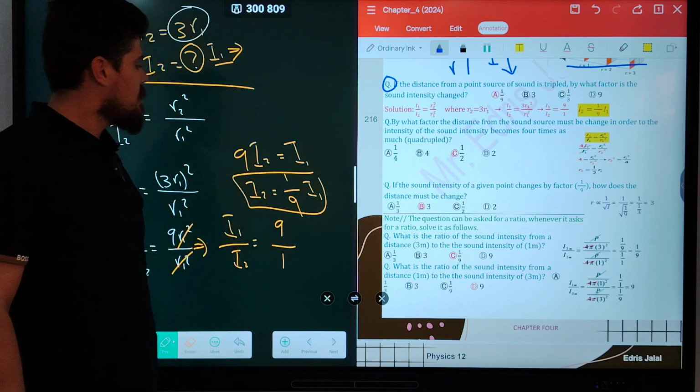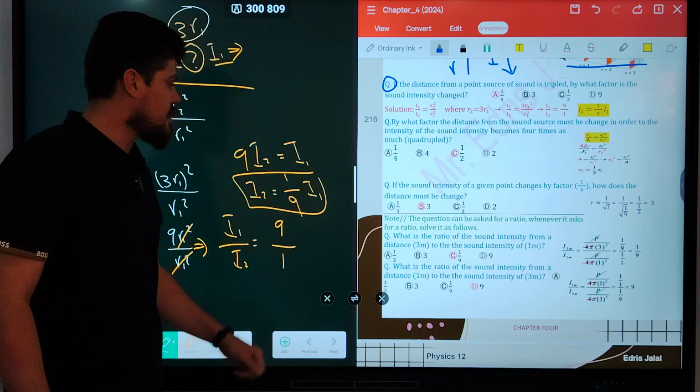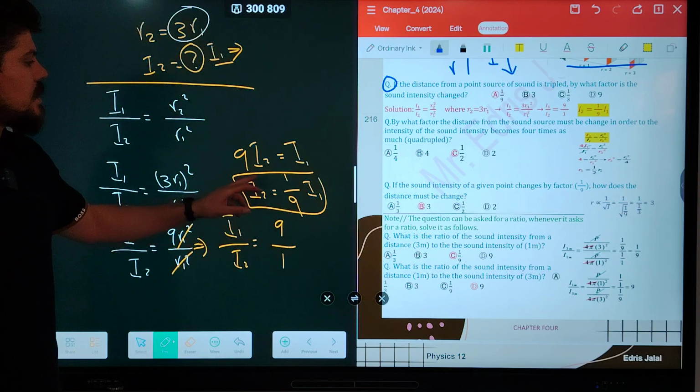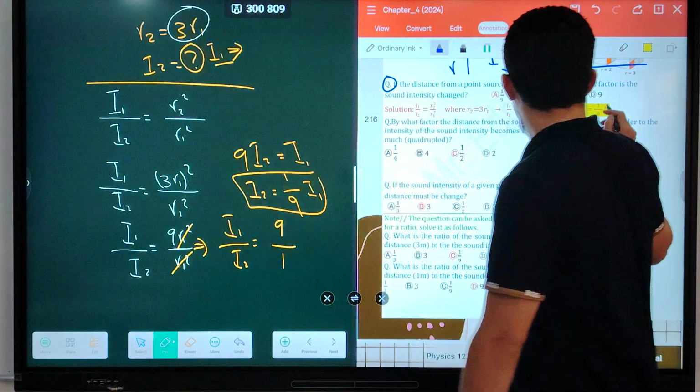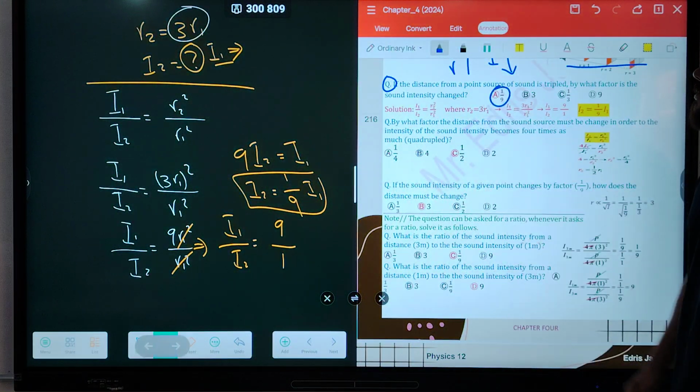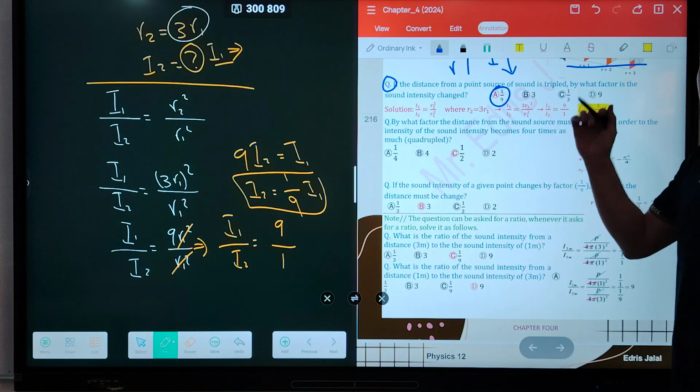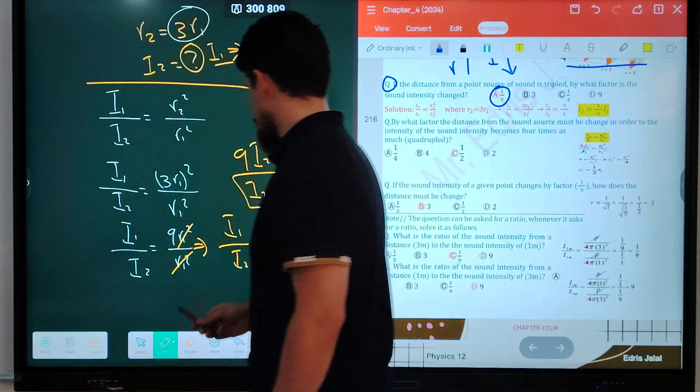I2 changes by factor, or decreases by 1 over 9, or decreases by factor of 9, or changes by factor 1 over 9. Which one is correct? 1 over 9, because the distance gets tripled.